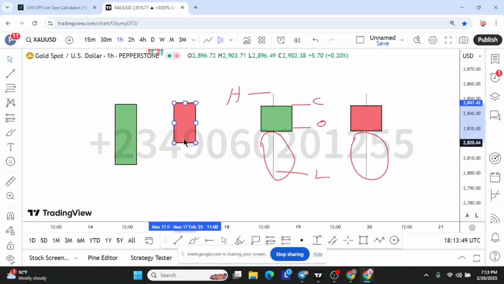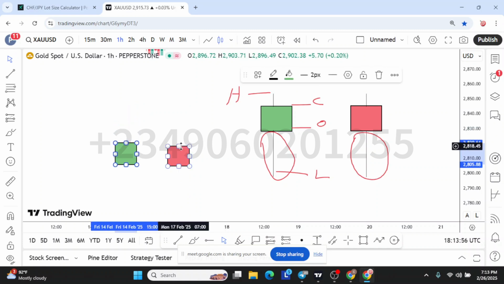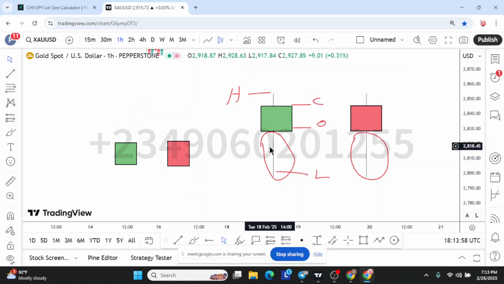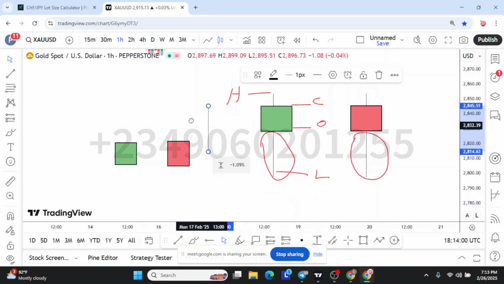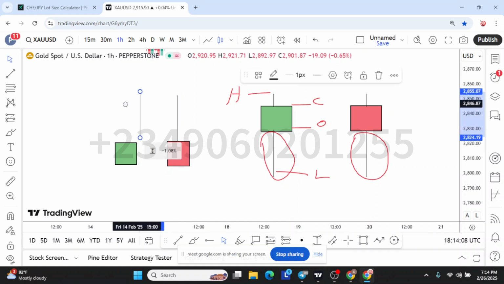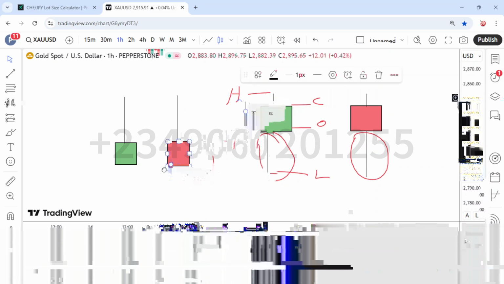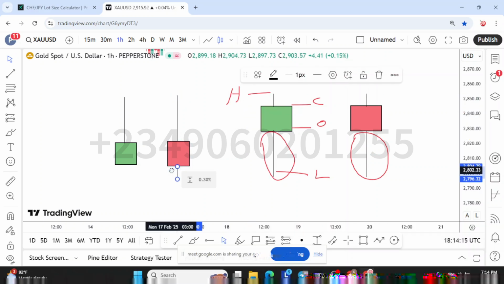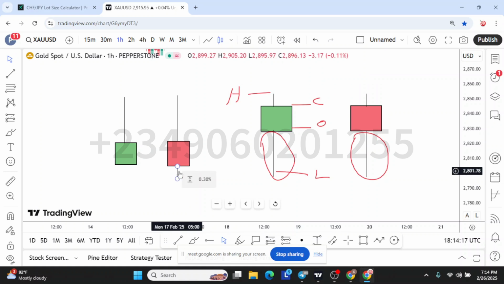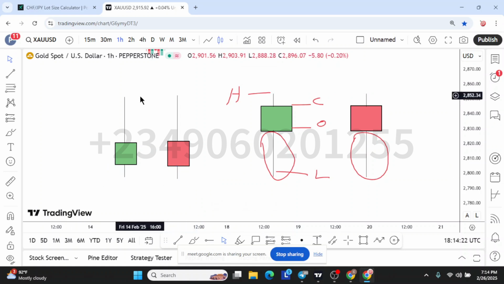Now the opposite of this is the shooting star. The shooting star is the opposite of a pin bar. For the shooting star, we are going to have the wicks at the top. At the top, we have a wick. We have another wick at the bottom. That one is going to be a smaller wick compared to the one at the top.